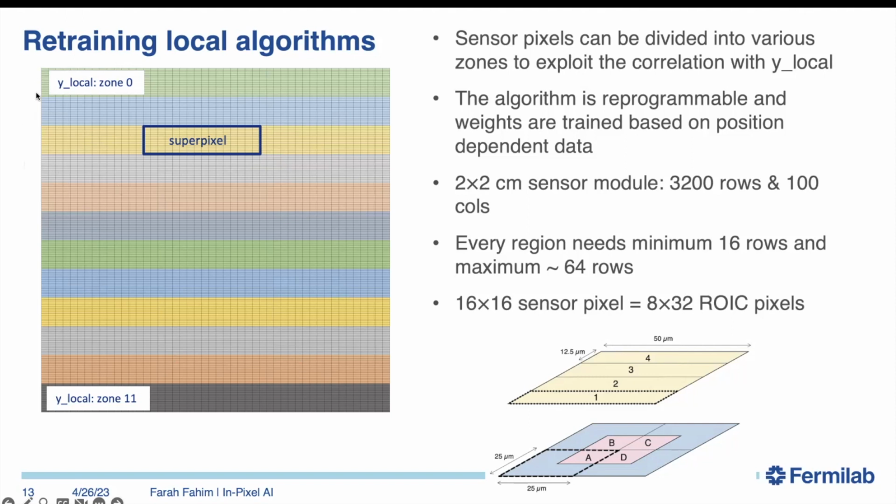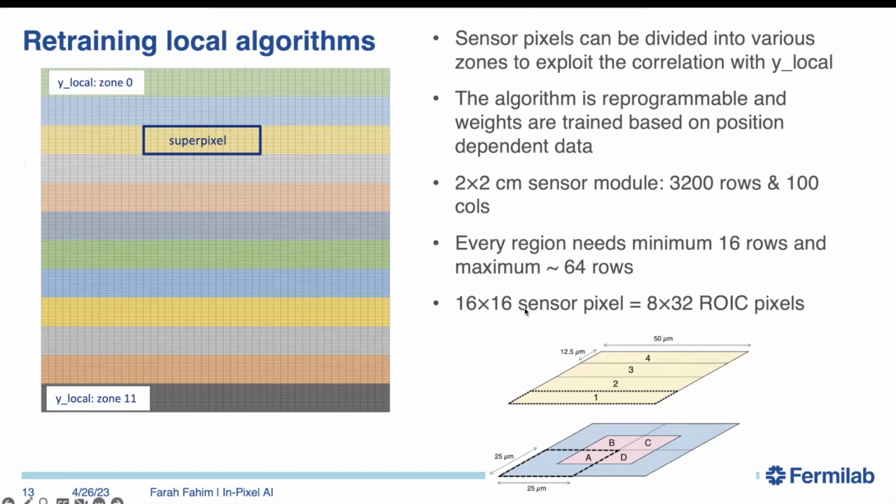We just chose 64 rows. You can have a minimum of 16 rows or a maximum of 64 rows. You can actually increase this to more than 64 rows, and you can always change this as the performance of the sensor evolves. The weights can be reprogrammable.